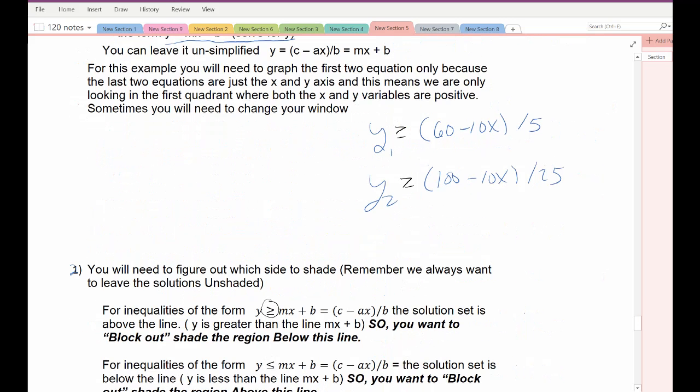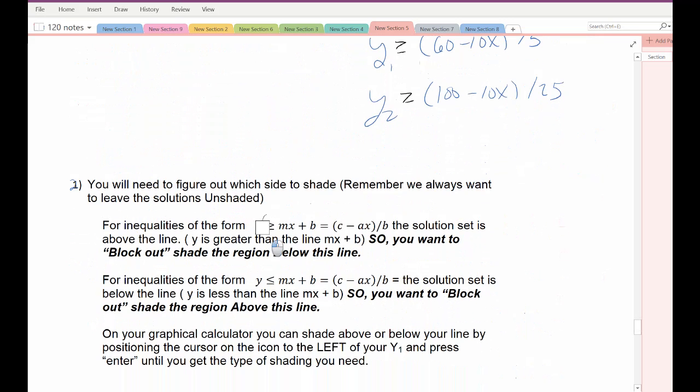which means my y values come out bigger than my function value. So I want my y values to be bigger than it. And so when it's always the greater than case, I want to be bigger. My solution set is bigger than my lines. And so I always want to shade the below. What's below the line, because that's the stuff I don't want. So if it's the greater than case, you always block out the region below the line.